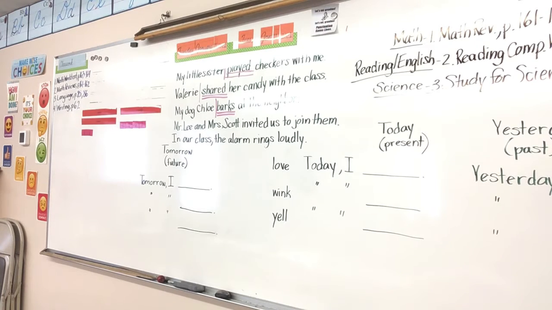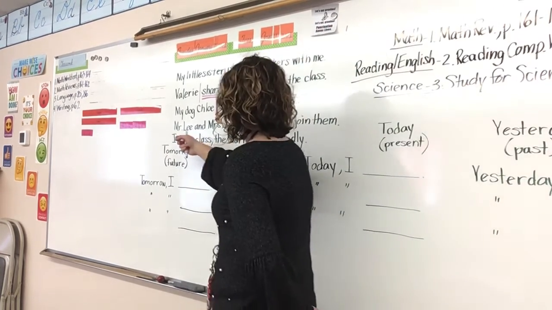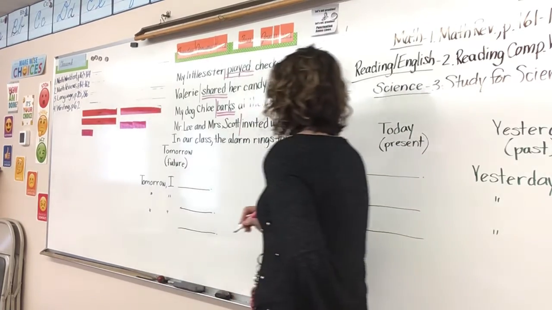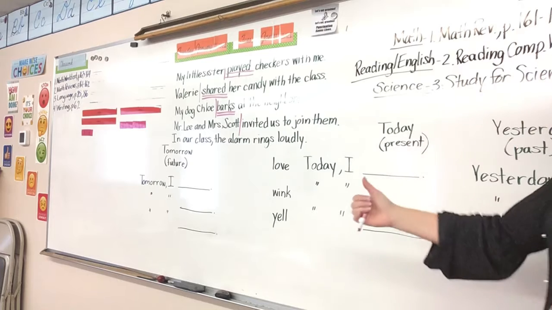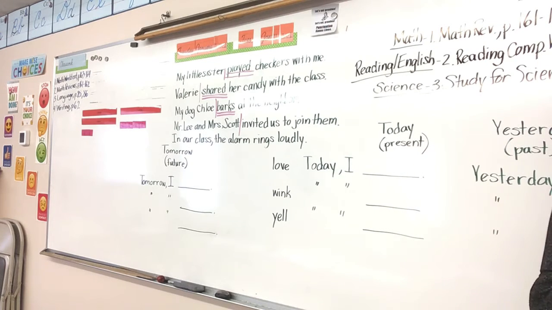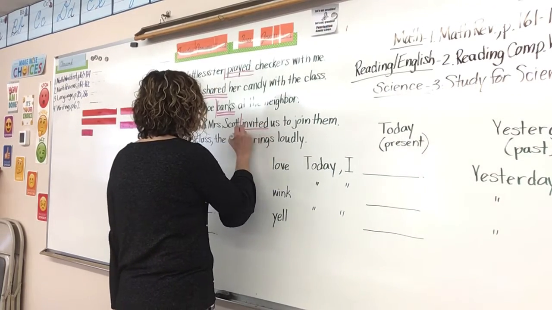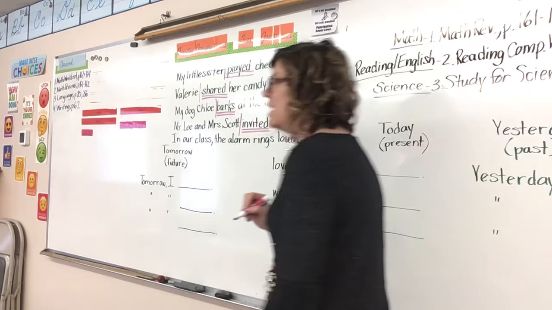Mr. Lee and Mrs. Scott invited us to join them. All right, Joey, you're going to divide it. After Mrs. Scott. Yes, after Mrs. Scott. This one actually has two subjects, Mr. Lee and Mrs. Scott. We divide after both of them. And then looking at the predicate side, invited us to join them. What's the verb? Invited. That's what Mr. Lee and Mrs. Scott did. They invited. That was their action.